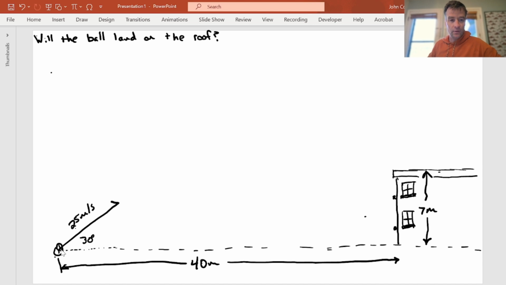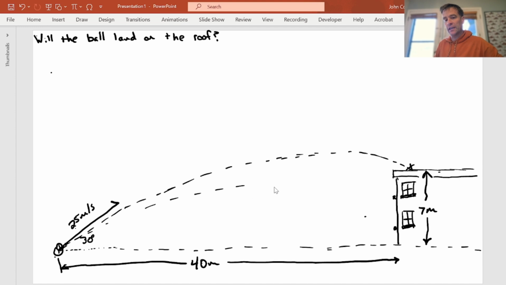All right, so we know that the ball is going to follow a parabolic trajectory. And the question is, does the ball have enough speed to land on the roof, or are we in danger of breaking one of these windows? So that's the question.